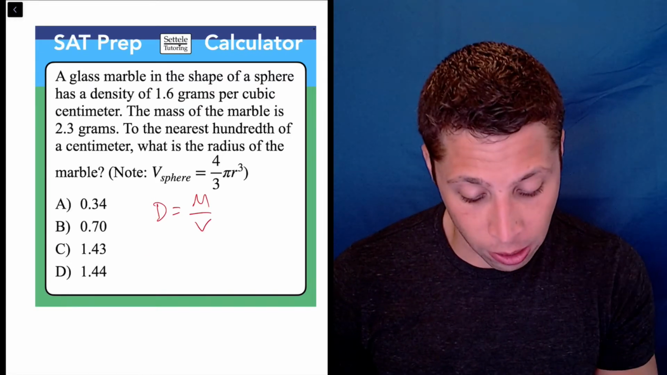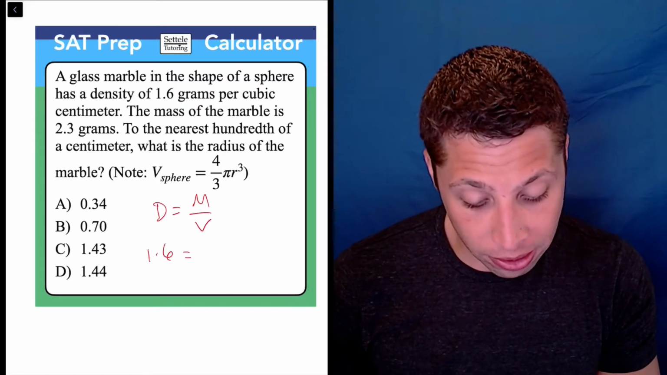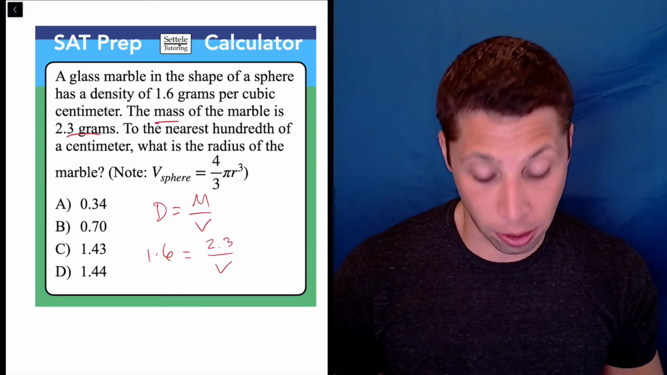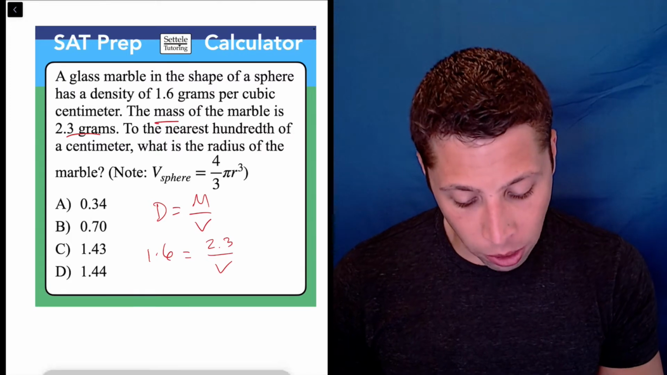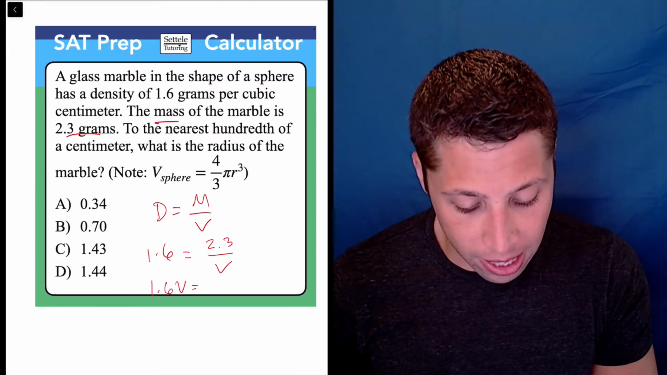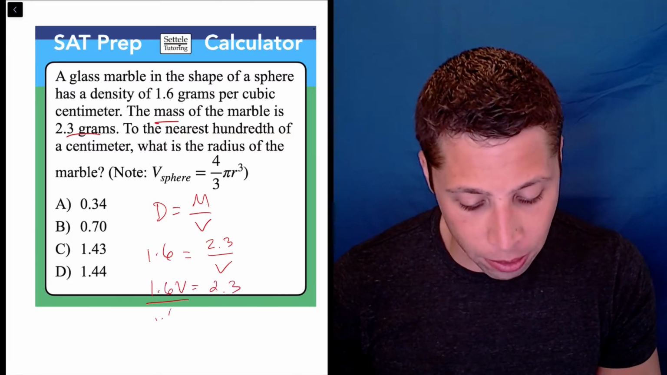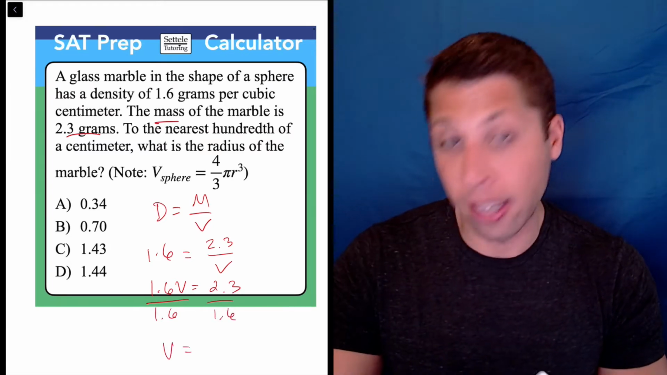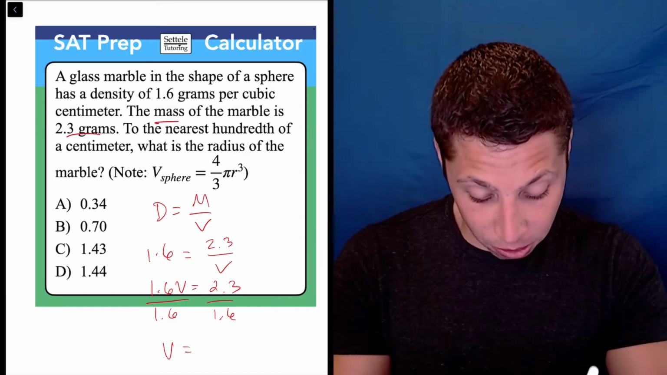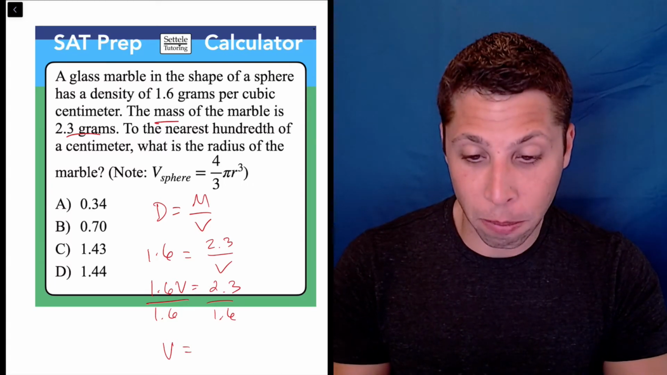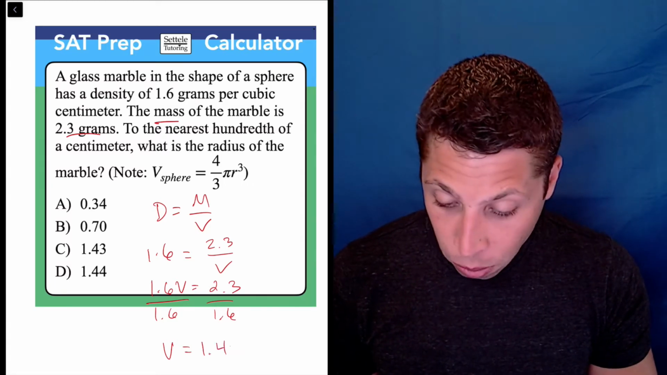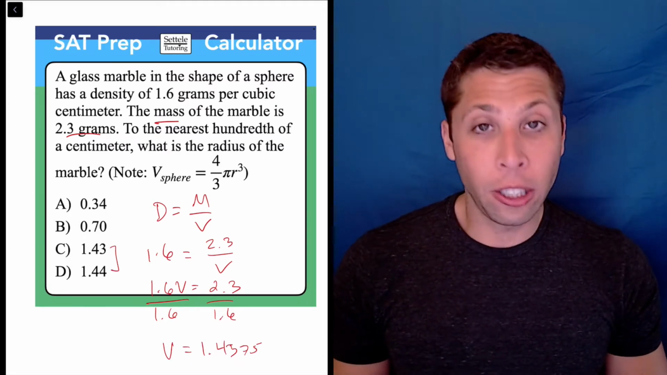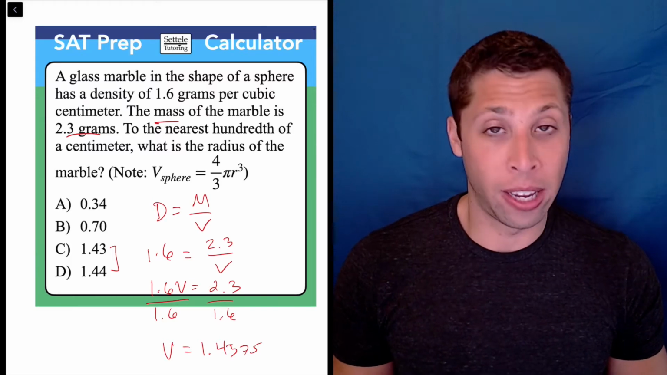So they give us the density, 1.6. They give us the mass is 2.3, so clearly we're solving for the volume. So we can cross multiply, we're going to get 1.6 V is equal to 2.3, and then we divide by the 1.6 to get that the volume is, make sure you actually use the calculator, 2.3 divided by 1.6 is 1.4375.